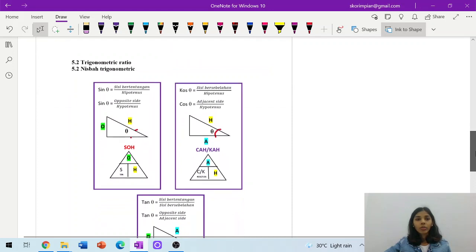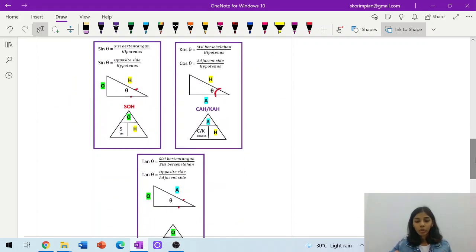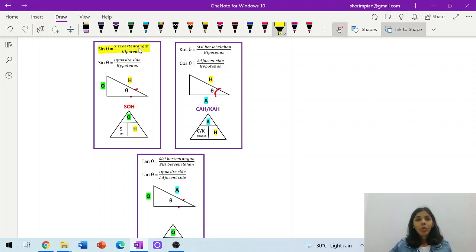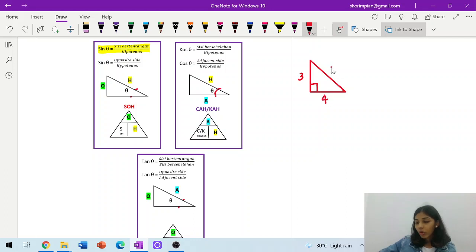Okay, for your trigonometric ratio, this is a fixed formula yang kamu perlu hafal, whereby sin theta is equal to opposite side over hypotenuse, sisi bertentangan over hypotenuse. So for example, a right angle here. Here is 3, 4 and 5 given to you. Okay, so right now I place my theta here. And I ask you, how do you find your sin theta?